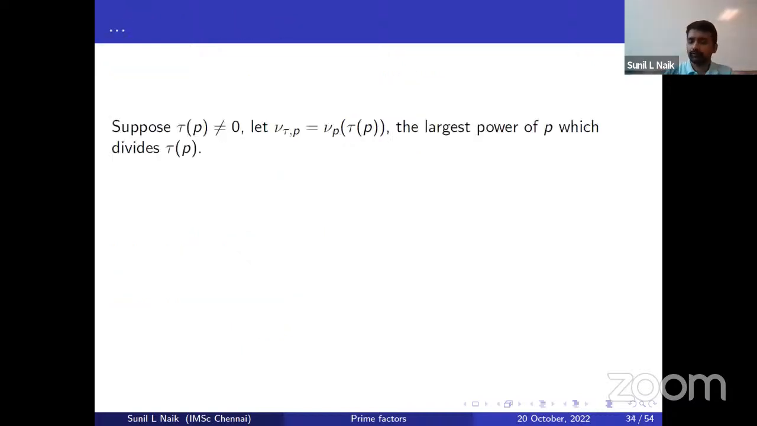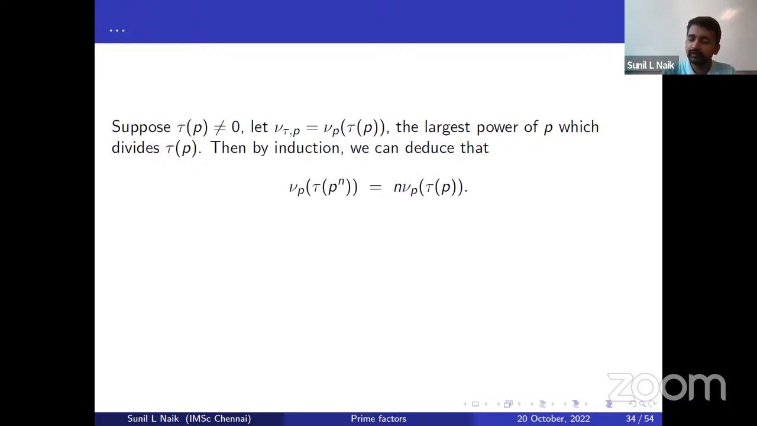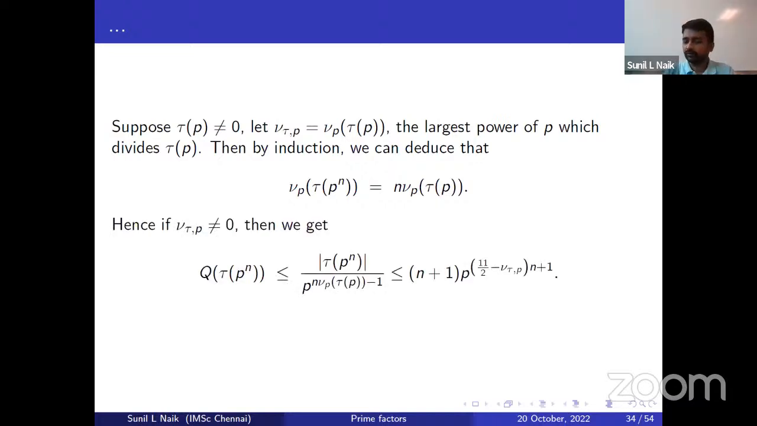Suppose tau(p) is not equal to 0, let v_p(tau(p)) be the largest power of p which divides tau(p). By using induction, we can show that the power of p in tau(p^n) is exactly equal to n times the power of p in tau(p). If v_p(tau(p)) is not equal to 0, then we have the following upper bound for the radical of tau(p^n).